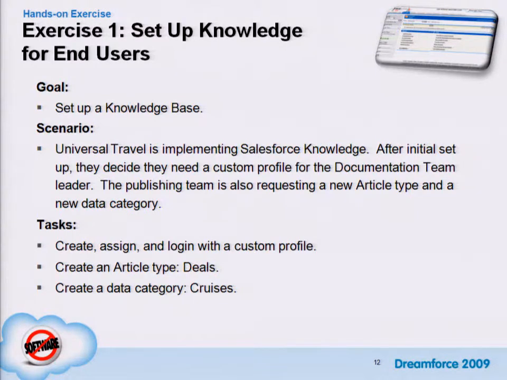Then we're going to log in as this new knowledge manager, and we're going to create a new article type, and we're also going to create a new category. Now, the new article type is we want to have a specific layout of our articles when we're talking about deals or specials that we're offering to our customers. Very unique custom layout just for that type of article. We've also had some feedback from the people in our support team or our customer service department who've said, you know what, I want the ability to search for articles just having to do with cruises. So we're going to create a data category that will allow us to do that, to filter our searches on a specific category, which is cruises. All right? Are you ready to get started?